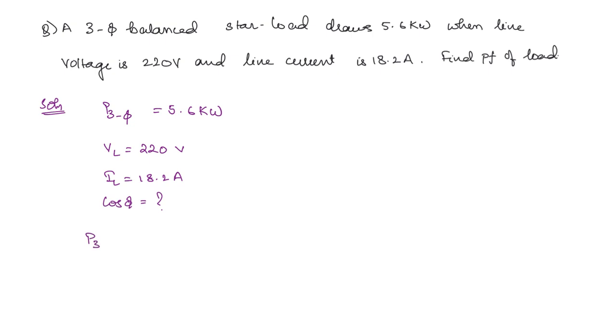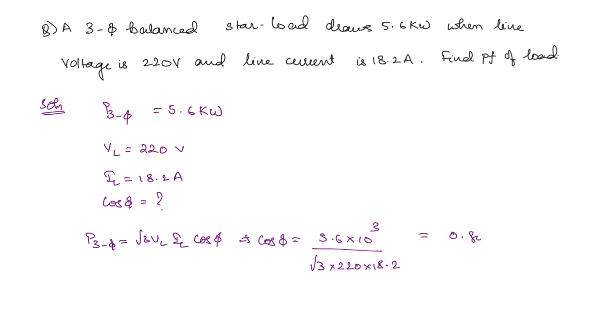So what is the 3-phase power? This is equal to root 3 VL IL cos phi. Here we know all of the values except cos phi. So what will be cos phi? This is equal to 5.6 into 10 cube, because it is given in kilowatts, divided by root 3 into 220 into 18.2. So the final answer you are going to get is 0.807.